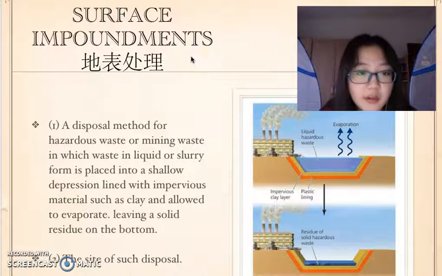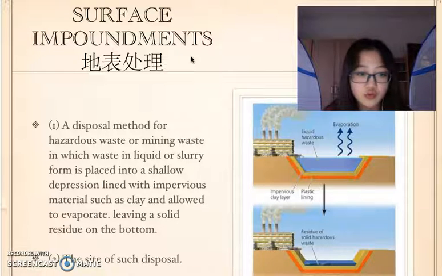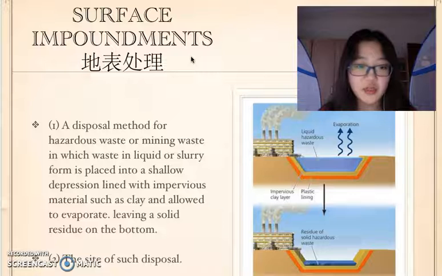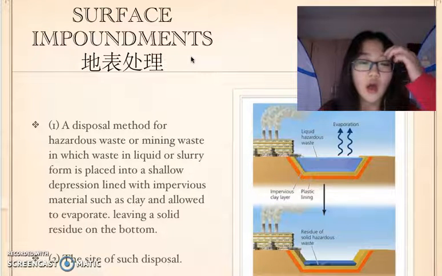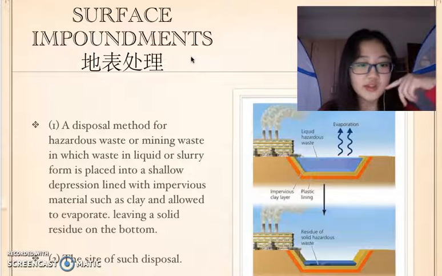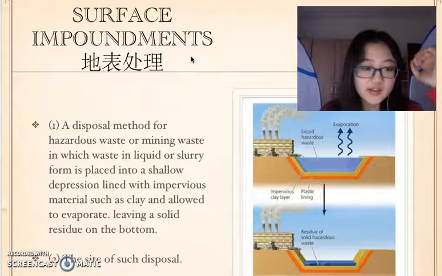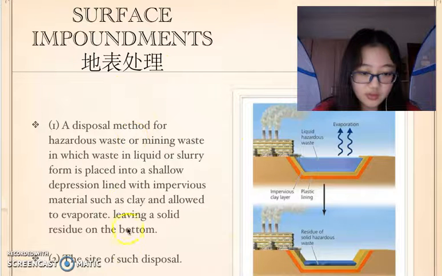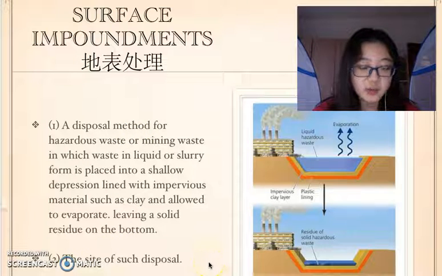What is the surface impoundment? Surface impoundment in Chinese is 地表处理. The surface impoundment is a disposal method for hazardous waste or mineral waste in which waste in liquid or slurry form is placed into a shallow depression lined with impervious material, such as clay, and allowed to evaporate, leaving a solid residue on the bottom. And the surface impoundment is also the site of such disposal.